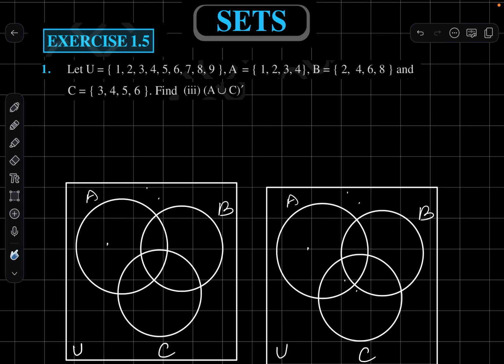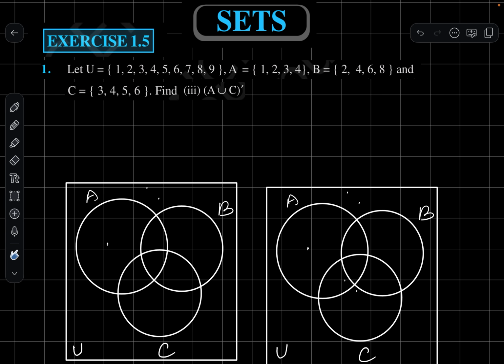Welcome back 11th standard students to chapter 1, Sets. Today we are going to see exercise 1.5. In the first subdivision they have given totally 6 sums. Out of those 6 sums I am going to do the third one and the sixth one. Let us see what the problem is.